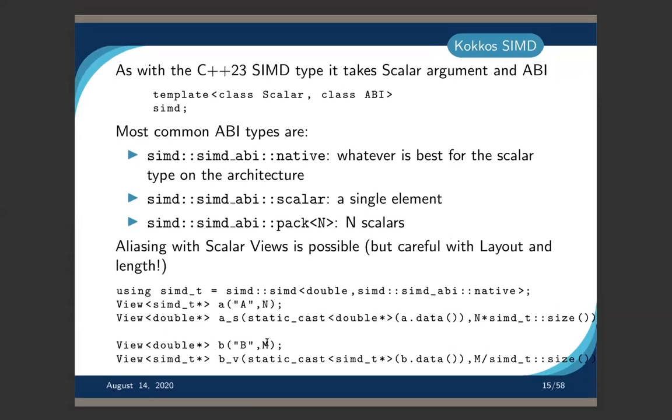You can also do that the other way around, where you start with a scalar view and then you cast it into a SIMD view. Obviously, in this case, you better make sure that m is actually divisible by the SIMD size, otherwise you're going to get into trouble. So that's roughly how you interact and switch between SIMD types and scalar types, which is really important because it allows you to use the SIMD types just in the few kernels where you really need it, instead of everywhere.